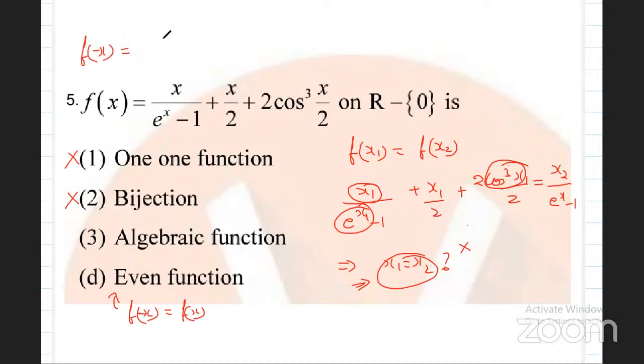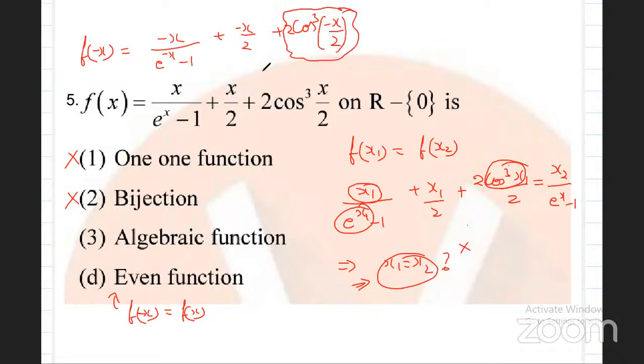So we have minus x divided by e to the power minus x minus 1 as it is, plus minus x by 2 plus 2 cos cube of minus x by 2. So what do you think we'll get? Okay, so cos cube of minus x, this is an even function, isn't it? So we don't have to check for cos cube x, it will be written as it is. The only thing we have to do is match these two, and check whether these two are the same as these two or not.